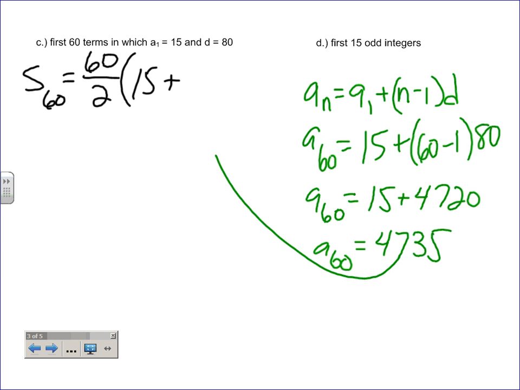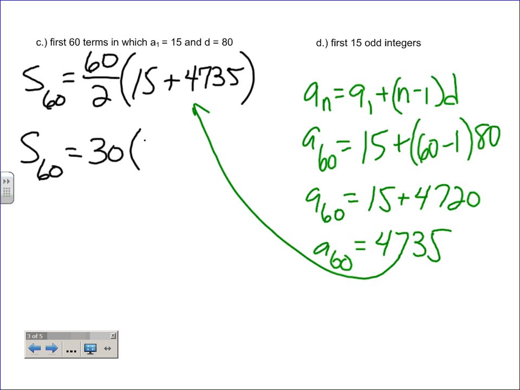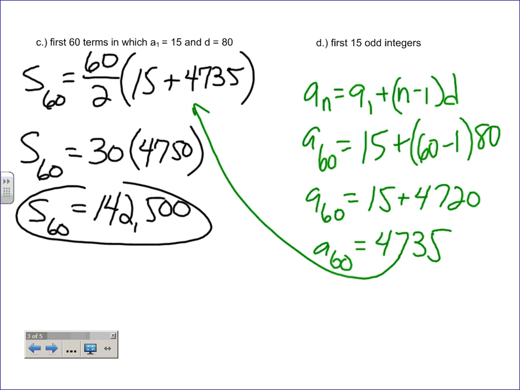All right. So what I have to do then is take that number and put it in there to solve. And that's very believable that it would get that big. So then you add those two together. So we got the sum of the first 60. So we got, what, 30 sitting right there. And then in here we got 4,750. And so it should hopefully be no surprise that this answer gets pretty big. What do we got, 142,500? Okay. Any questions?